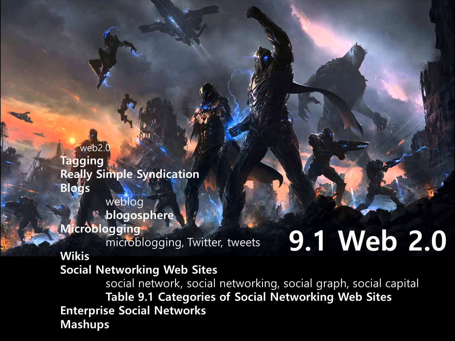A social networking site is an online platform which people use to build social networks or social relationships to other people who share similar personal or career interests, activities, backgrounds, or real-life connections. Social capital refers to the number of connections a person has within and between social networks. Table 9.1 provides categories of social networking websites.